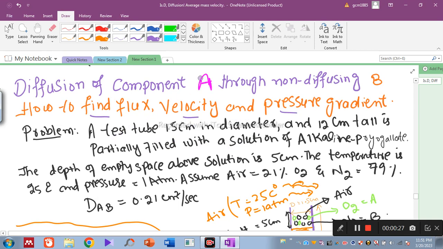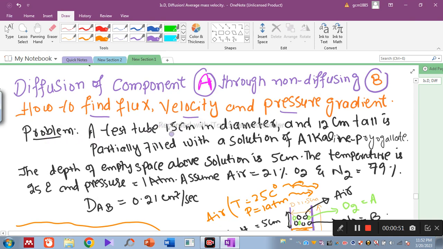There are two components. One is component A and the second one is component B. Component A is oxygen while component B is nitrogen. Oxygen is diffusing through nitrogen along the diffusion path of air, and the air consists of nitrogen and oxygen. So this is the problem.